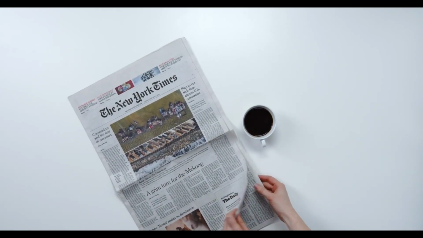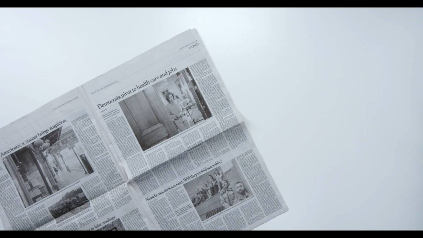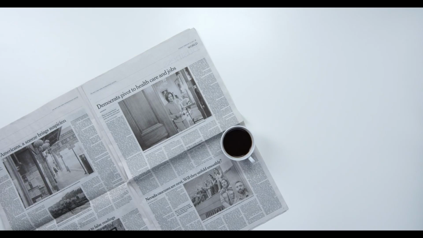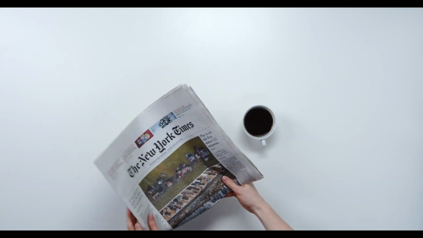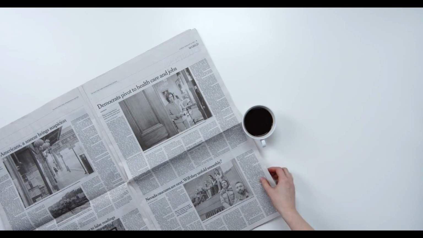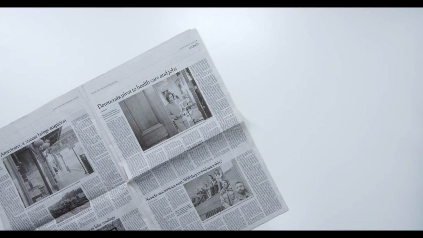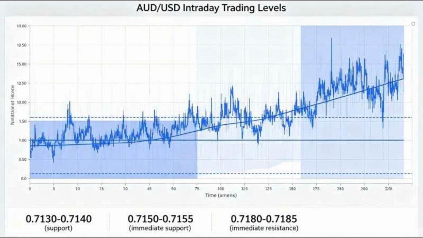The key levels to watch are 0.7130 to 0.7140, support; 0.7150 to 0.7155, immediate support; 0.7180 to 0.7185, immediate resistance; and 0.7200, major resistance. We expect the pair to trade in a range of 0.7130 to 0.7200 today, with potential breakouts depending on the economic data and geopolitical developments.